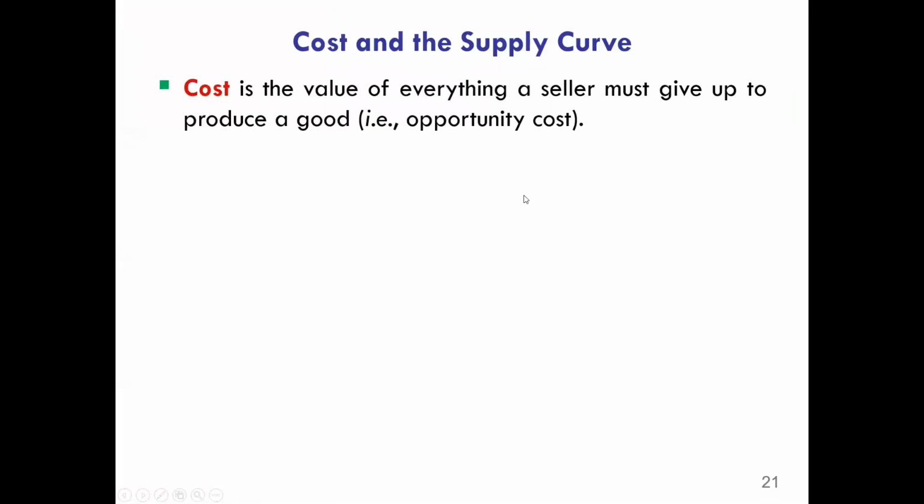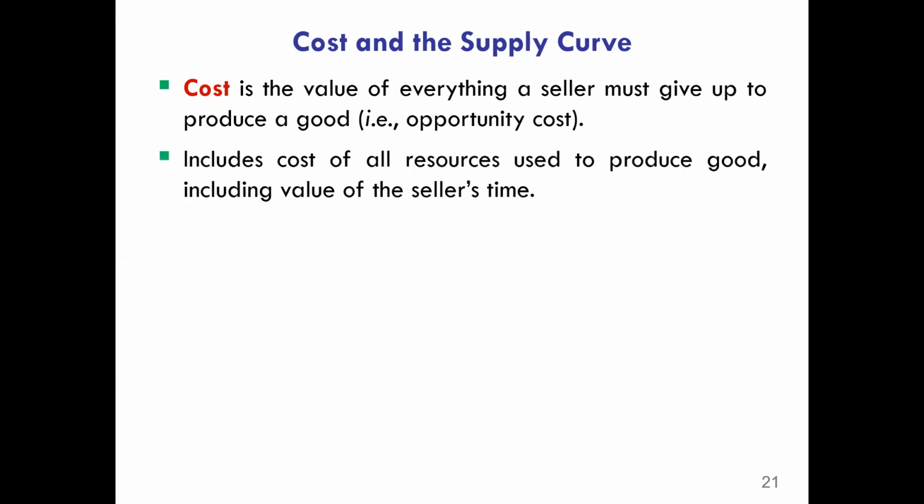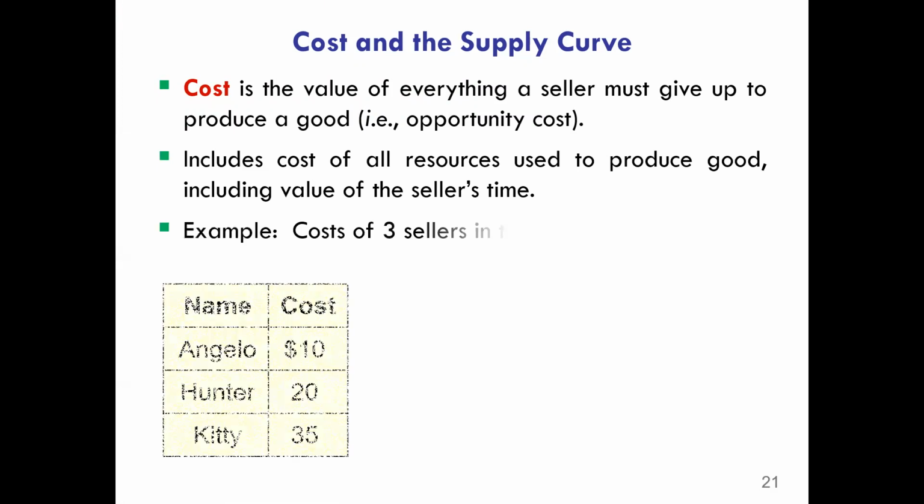So we will define cost as the value of everything a seller must give up to produce a good. That is opportunity cost. And cost in this case includes all the cost of all resources used to produce the good, including the value of the seller's time.